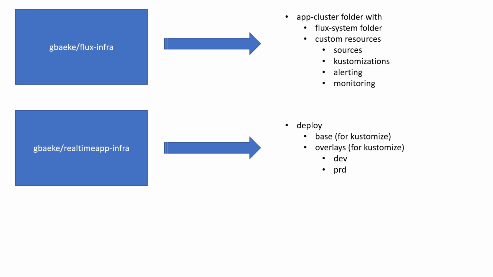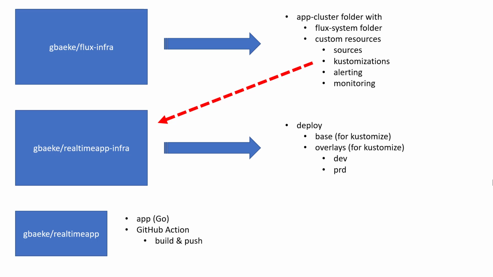Of course, we do need a repository to hold our YAML files as well. That's the repo called real-time app infra. It contains a deploy folder with a base and overlays, just as we explained in the previous video that was about Kustomize. And of course, when we create our sources in our Flux infra repository, they will refer to the real-time app infra repo, because that's where we save our YAML files. I've chosen here to separate these repositories. That makes it clear how these all work together.